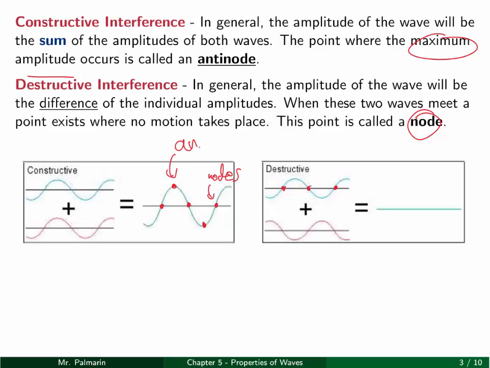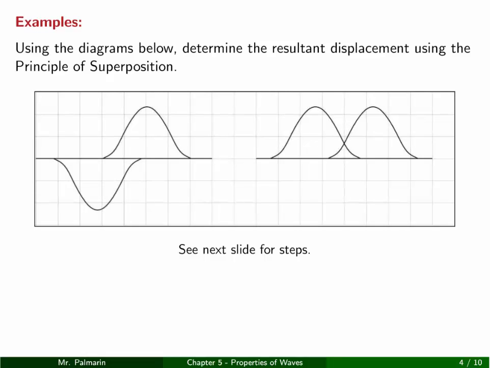Here are the antinodes. Okay. Now, let's do some problems. So you have to imagine that this wave is coming in this way, this wave is coming in this way. I walk you through these examples. So these two I'm not going to do for you here. I walk you through them through these steps.